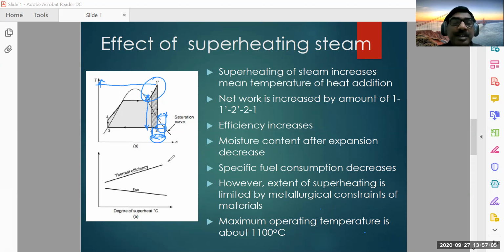This is one important aspect, and the behavior of this particular operating variable on the efficiency. If the degree of superheat is increasing, the thermal efficiency will increase, and the specific steam consumption will decrease. Obviously, what is the specific steam consumption? This is the amount of steam required for generating unit power. So if the efficiency is increasing, the steam consumption will decrease. And let us see the other variable.